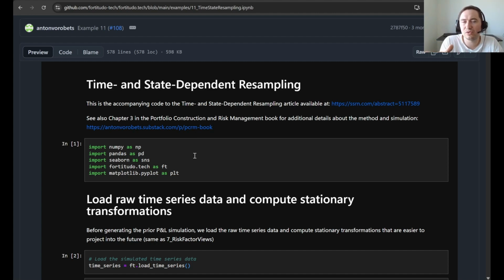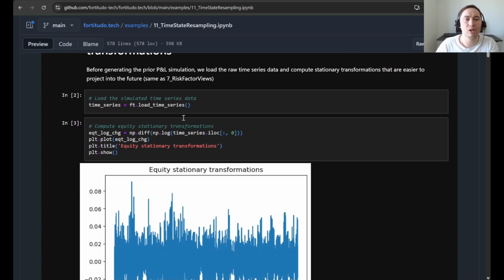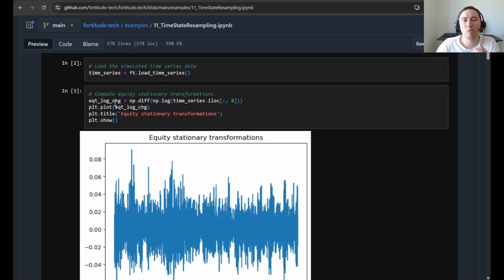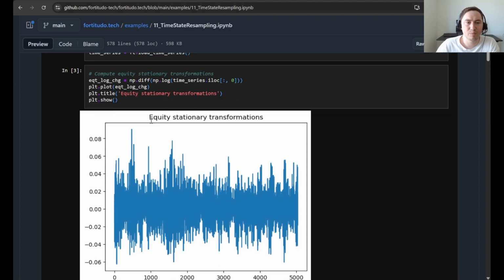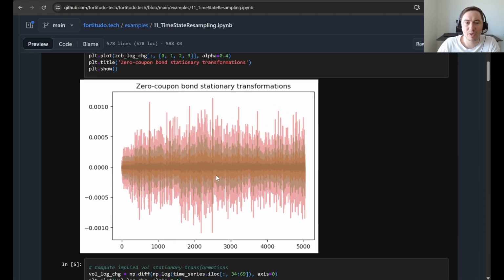There you can understand the overall framework we use for simulation, and see the introduction of this fully flexible resampling method. Then we import the packages that we need. We load the time series data that follows with the FortiTech Python package, and then we perform some stationary transformations. For the equity series, it can just be the log return. For the zero coupon bonds, we compute constant maturity discount factors, and then we take log returns of these, because then it's basically log returns of a constant maturity zero coupon bond, which also has this nice stationary property.